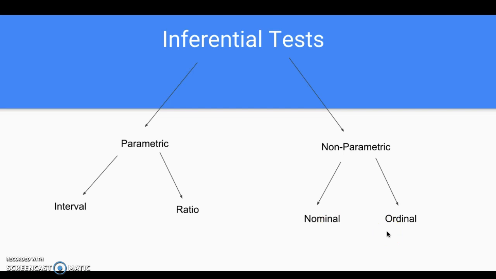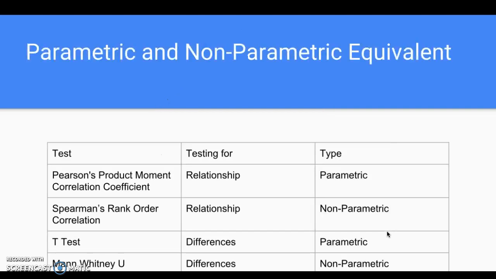So if we look into the next part, parametric and non-parametric. There are lots of tests shown over here. The Pearson's test, the Spearman's test, the t-test, and the Mann-Whitney U test. And they all test for different things. The first two show relationships. They test for relationships within the data set. And the t-test and the Mann-Whitney U show the differences in a data set.